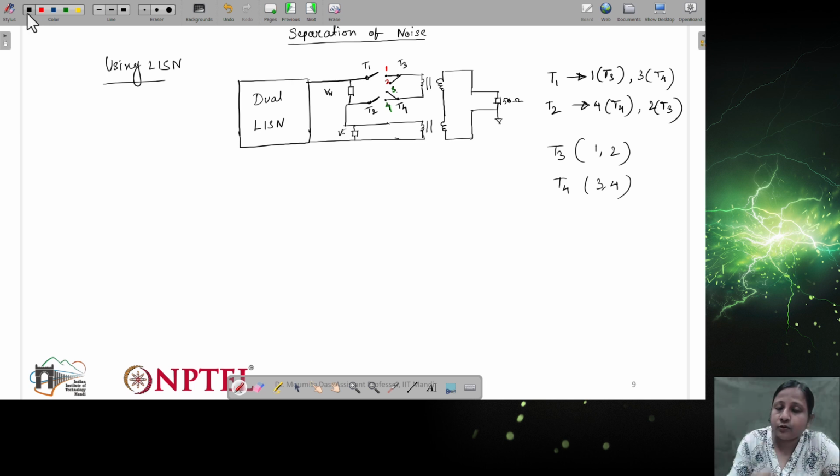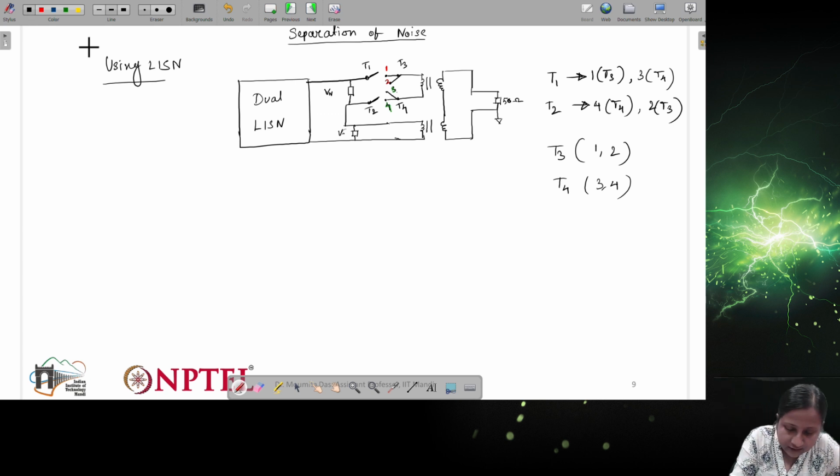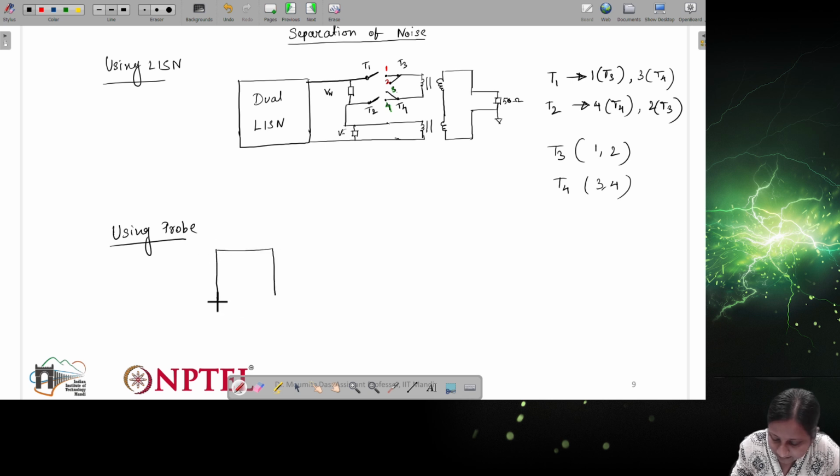If we don't want to use the LISN network, we would have to provide this different network connection. If we don't want to do that, we can also find the noises using a probe. By using a probe, we similarly use the dual LISN. There we don't need this different network.